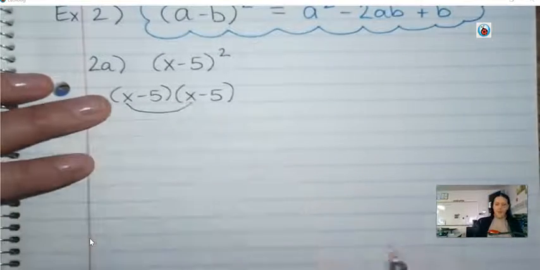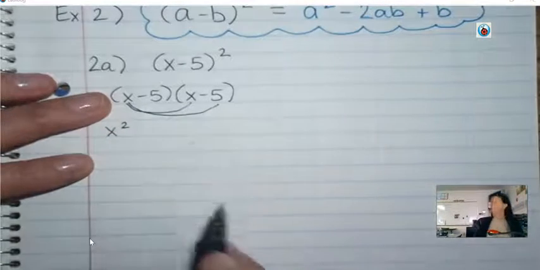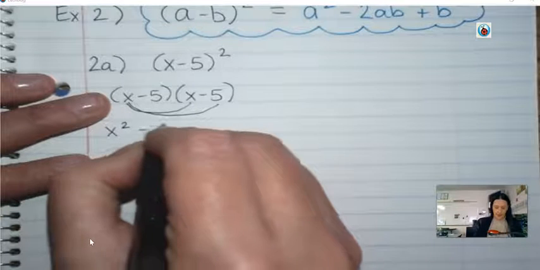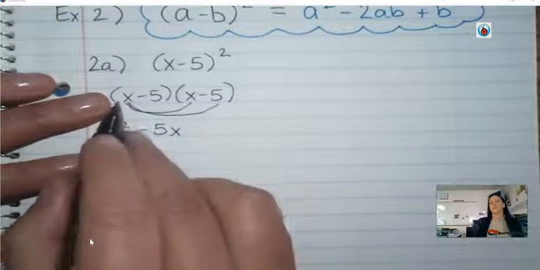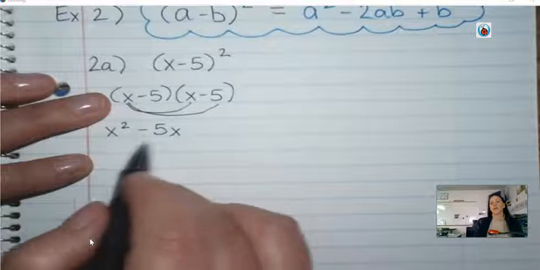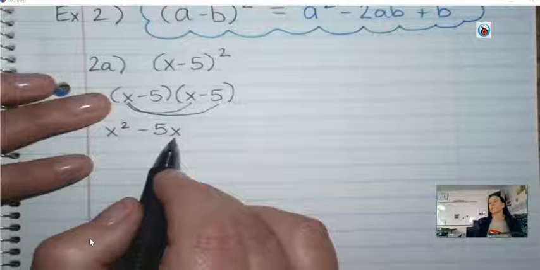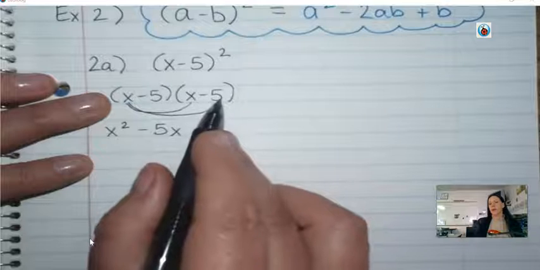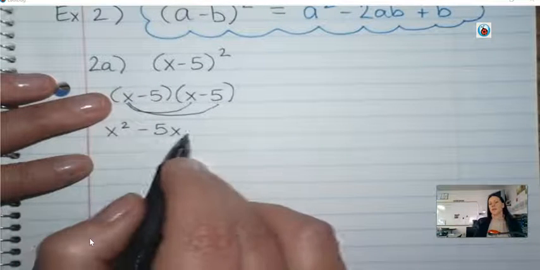First, x times x is x squared. Outer, x times negative 5, or negative 5 times x, is negative 5x. x times negative 5 is negative 5x, or positive 1x times negative 5. Positive 1 times a negative 5 is negative 5, and there's still an x being multiplied.